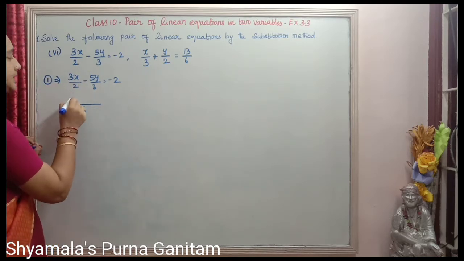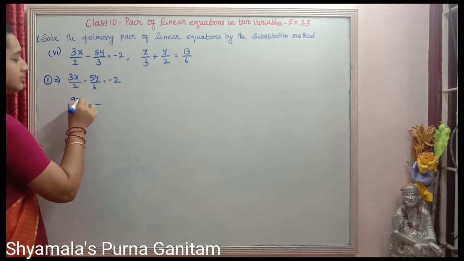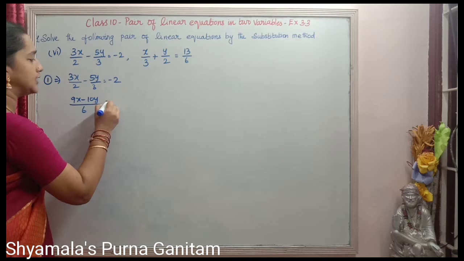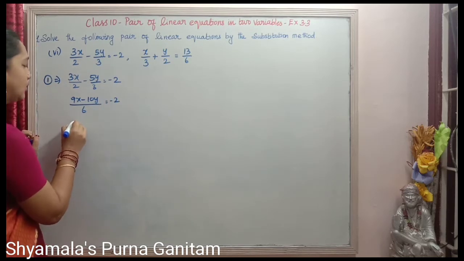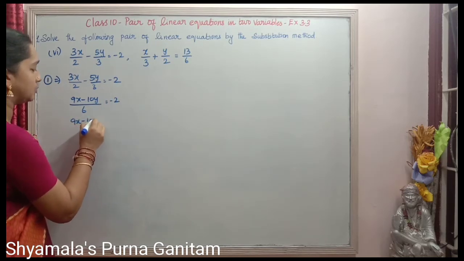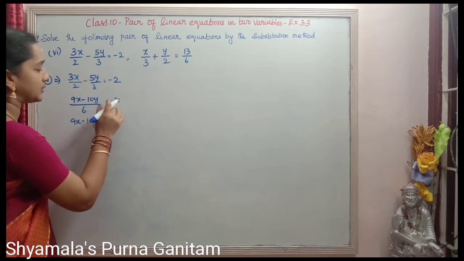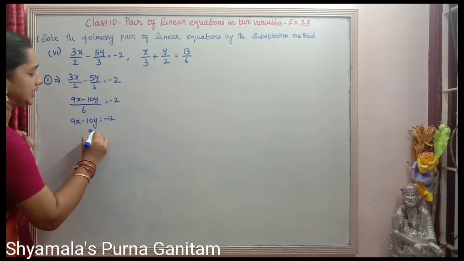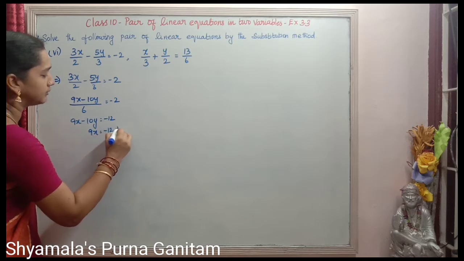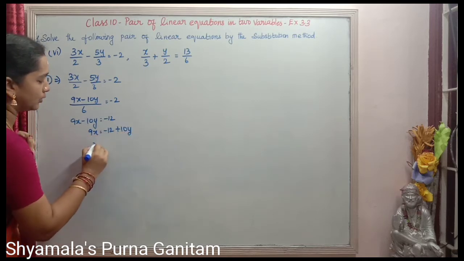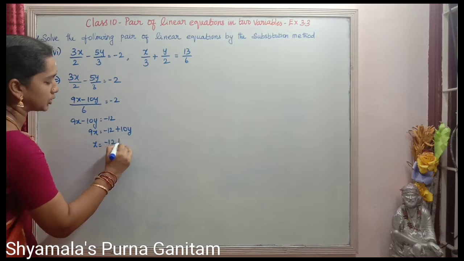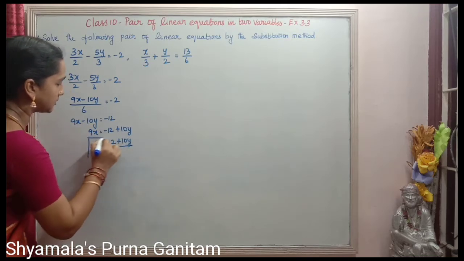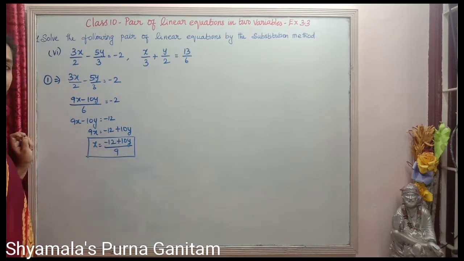So 2 3s are 6, 3 3s are 9x. Minus 3 2s are 6, 5 2s are 10, 10y is equal to minus 2. So 9x minus 10y is equal to, when I cross multiply this, minus 12. Okay, so 9x is equal to minus 12 plus 10y. So my x value is minus 12 plus 10y by 9. So this is my x value.